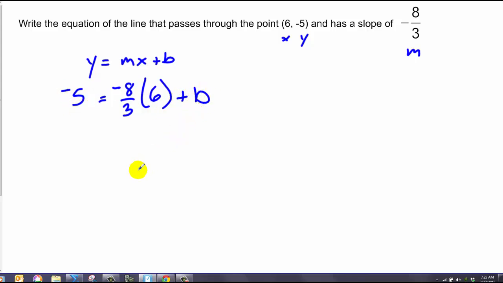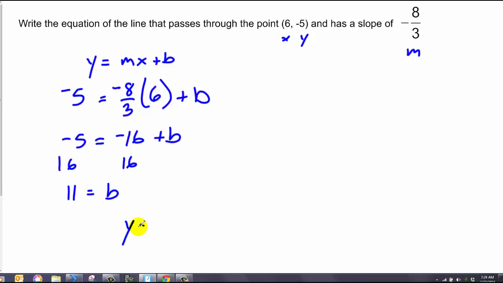We're going to need to once again find our b. Negative 8/3 times 6, the 6 and the 3 reduce. So I have 2 times negative 8, which is negative 16, plus b equals negative 5. Add 16 to both sides. We end up with 11 equal to b. So our solution is y equals negative 8/3 x plus 11.